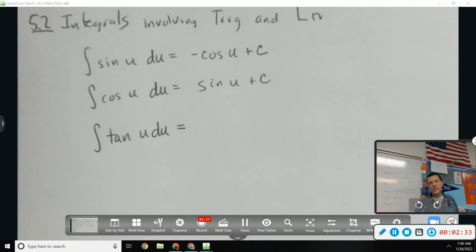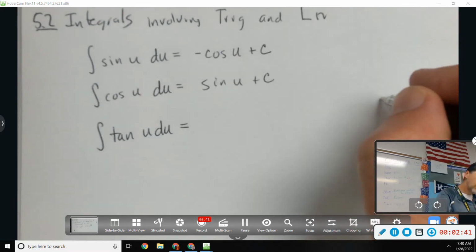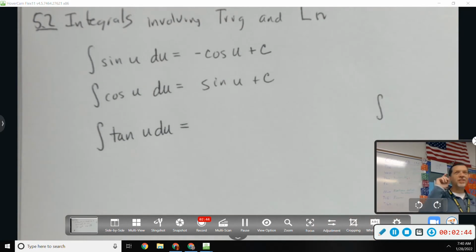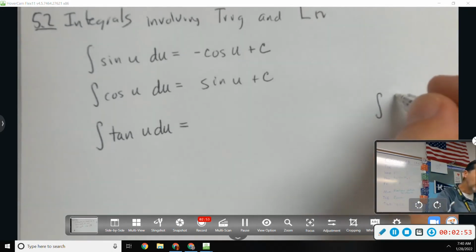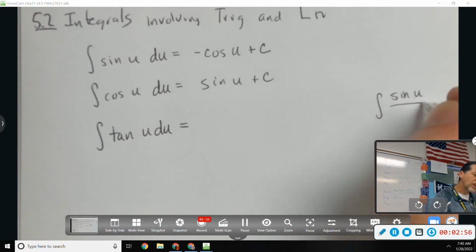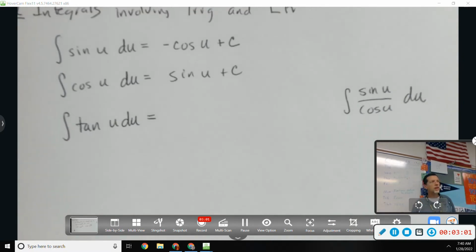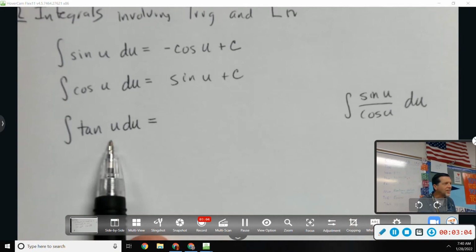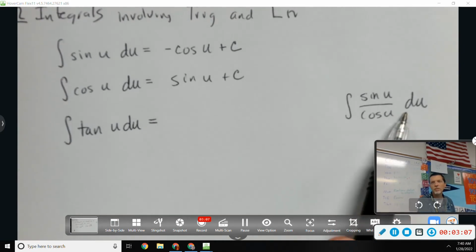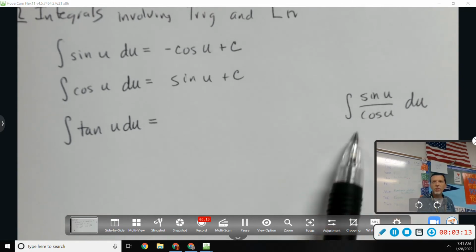Antiderivative of tangent of u. I'm not going to pull a popsicle stick for this one because you probably don't know this one. No, because the derivative of tangent is secant squared. The derivative of secant is secant tangent. If you wanted to do this one, here's how you come up with the answer. But this is actually better, because this could be a u substitution problem. If u is cosine, du is sine, you end up with 1 over u.